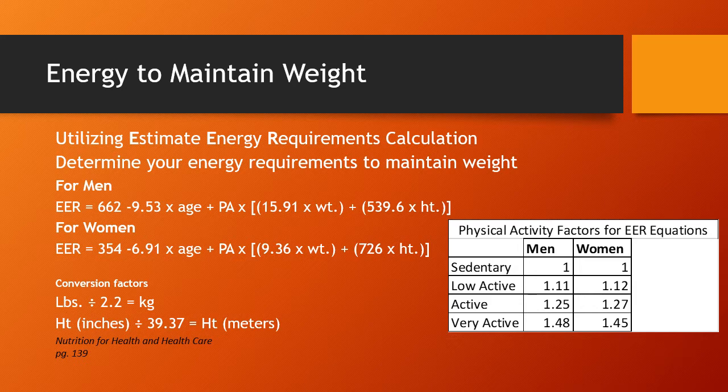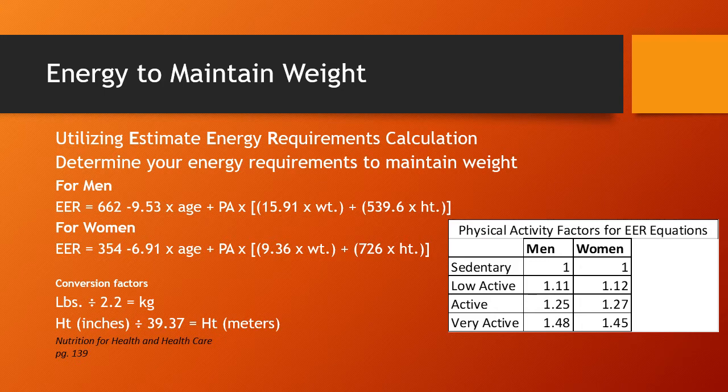Now for women, the calculation is going to be 354 minus 6.91 times age, plus again your physical activity value, times the summation of 9.36 times your current weight, plus 726 times your height.